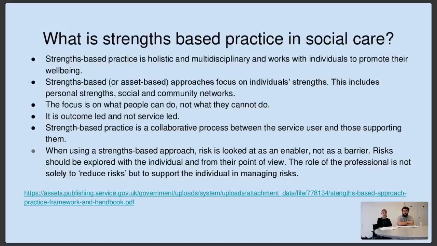It's outcome-led. A lot of social care can be very prescriptive, so it might be four care calls a day, rather than asking what outcome someone might want. So it should be collaborative. Rather than you saying, this is what your needs are, this is what you should get. This doesn't eliminate professional judgment, but it's about a collaborative discussion with those people.